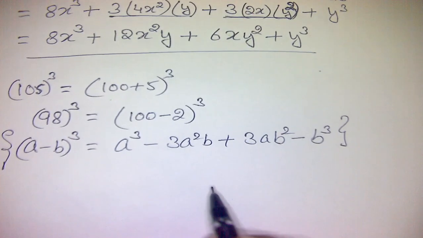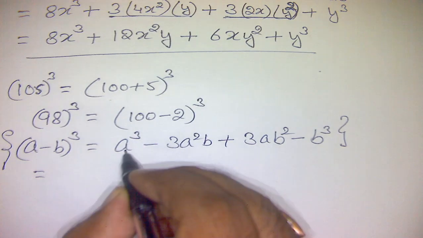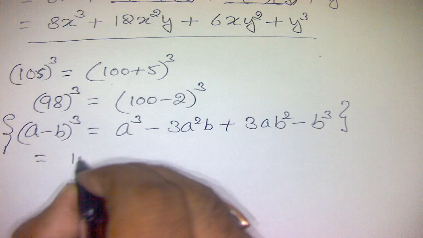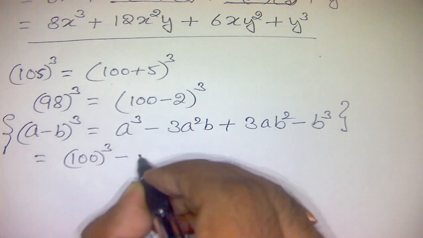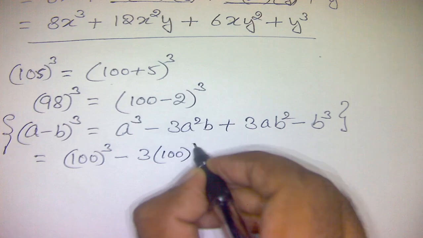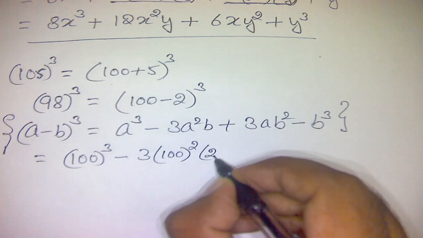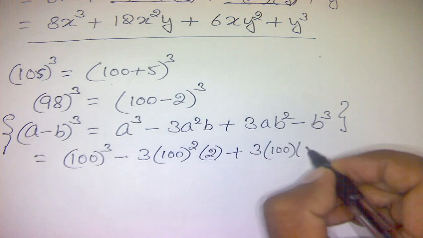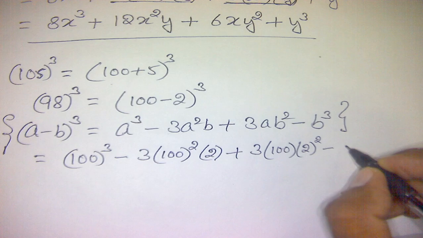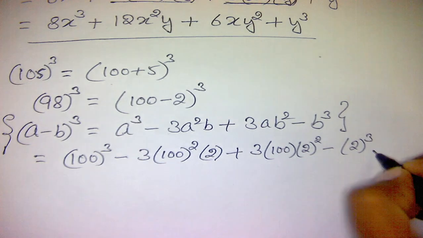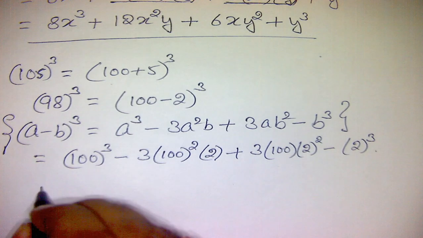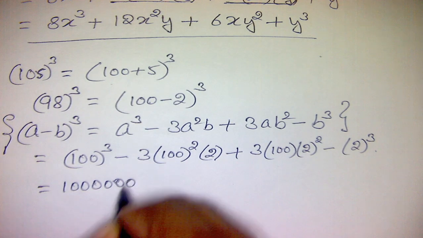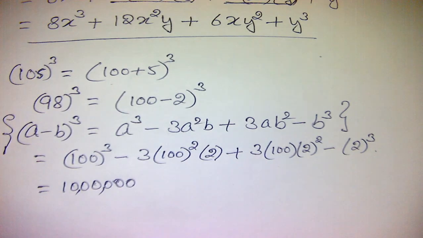So you can just solve it. If you want, let me show you how it will be. A cube becomes 100 cube minus 3 multiply square of 100 multiply 2 plus 3 multiply 100 multiply square of 2 and minus cube of 2. So what is cube of 100? It will be 100 multiply 100 multiply 100, that is 10 lakh.